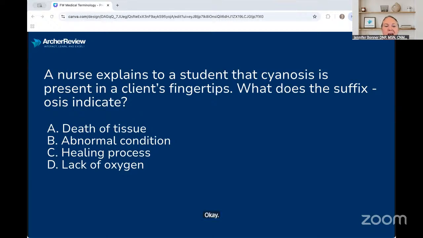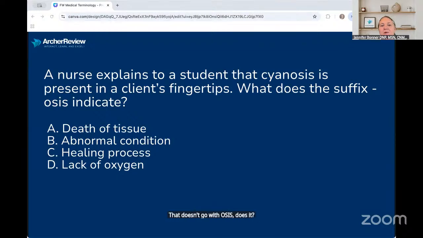Okay, so let's figure this out. What would be the suffix that goes with death of tissue? Necrosis, you got it. What about abnormal condition? So osis is an abnormal condition. What about healing process? That doesn't go with osis, does it?